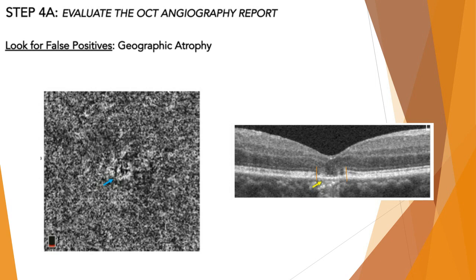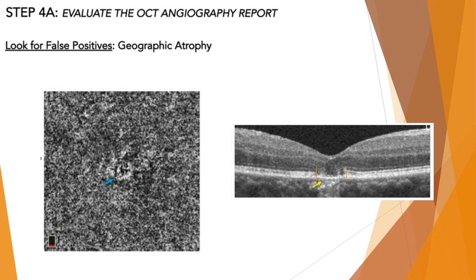So this kind of drives home that point that I said before. You can't just look at the angiogram alone, because if you looked at the angiogram alone, you would think that was a CNV. But when you look at it alongside the B scan, you can see that the B scan really doesn't have an area there that you're worried about as far as choroidal neovascularization goes.